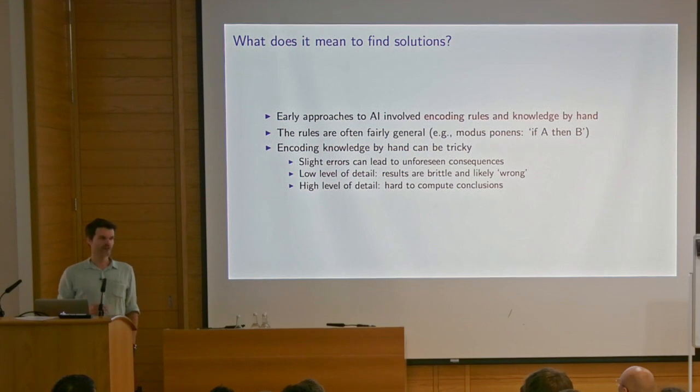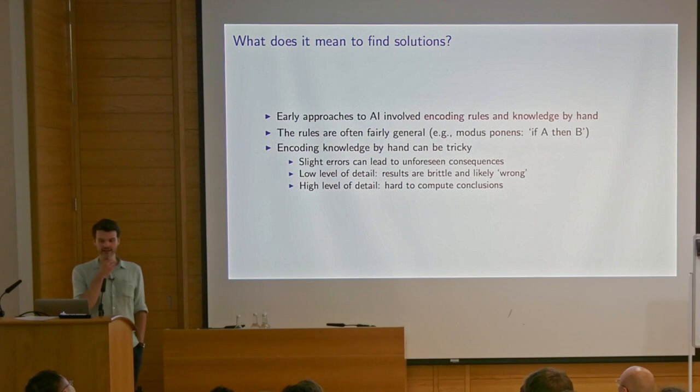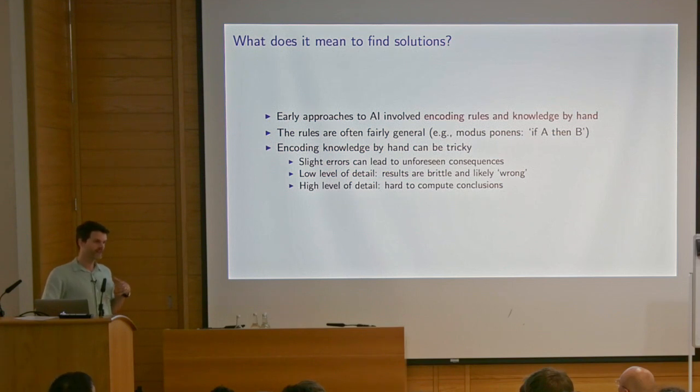Of course, this is a very trivial rule. You could build up quite complex systems by chaining these types of rules together. However, encoding knowledge by hand has some caveats, some pitfalls. For instance, slight errors in the encoding can lead to unforeseen consequences. Because you're not in control of the complete reasoning, you're in control of setting up the reasoning, but you're not in the loop at each point of the reasoning, typically. This means that if you have a slight error in your encoding of the knowledge, there could be conclusions that drop out of it that are basically false, but if you don't follow all of the steps of the reasoning, you would find it very hard to be able to tell that.